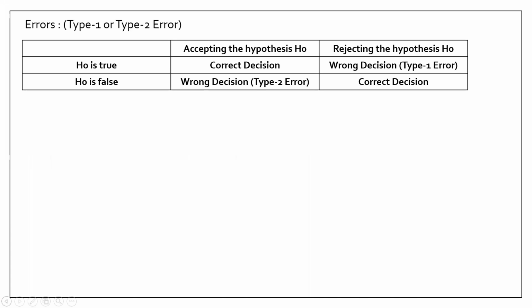We can commit certain types of error while formulating the hypothesis or while coming to the conclusion. Now what kind of errors do we have? Suppose that your null hypothesis is true in the actual scenario, and by using some statistical analysis you accept the null hypothesis, then you have made a correct decision.